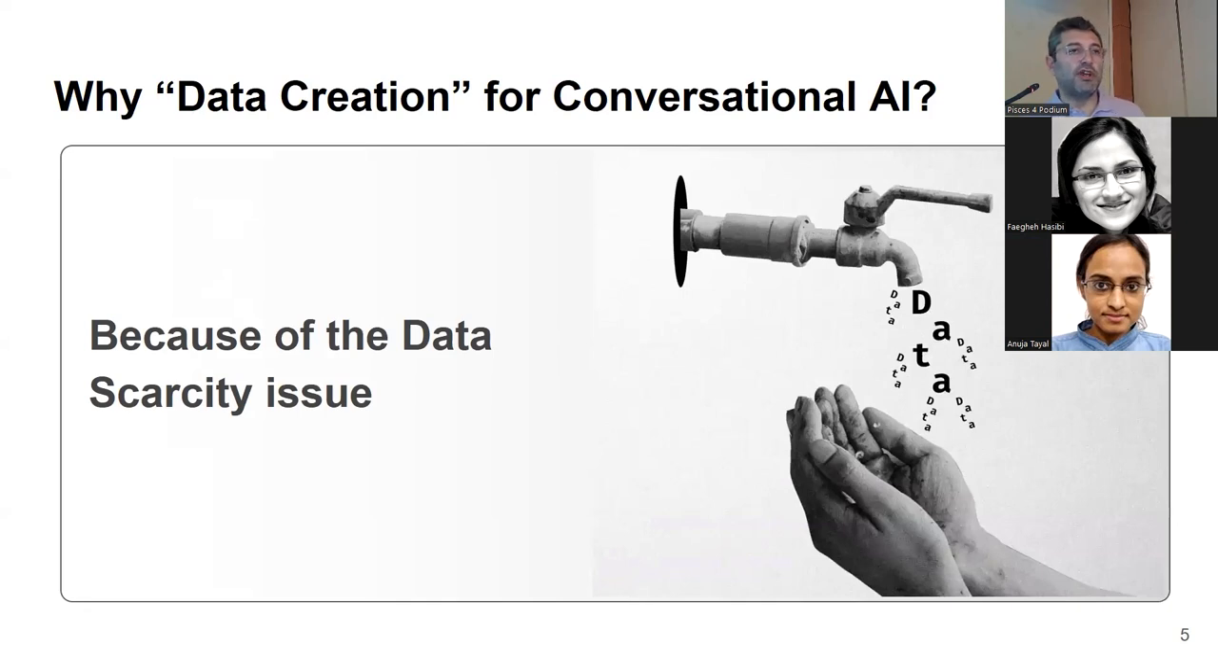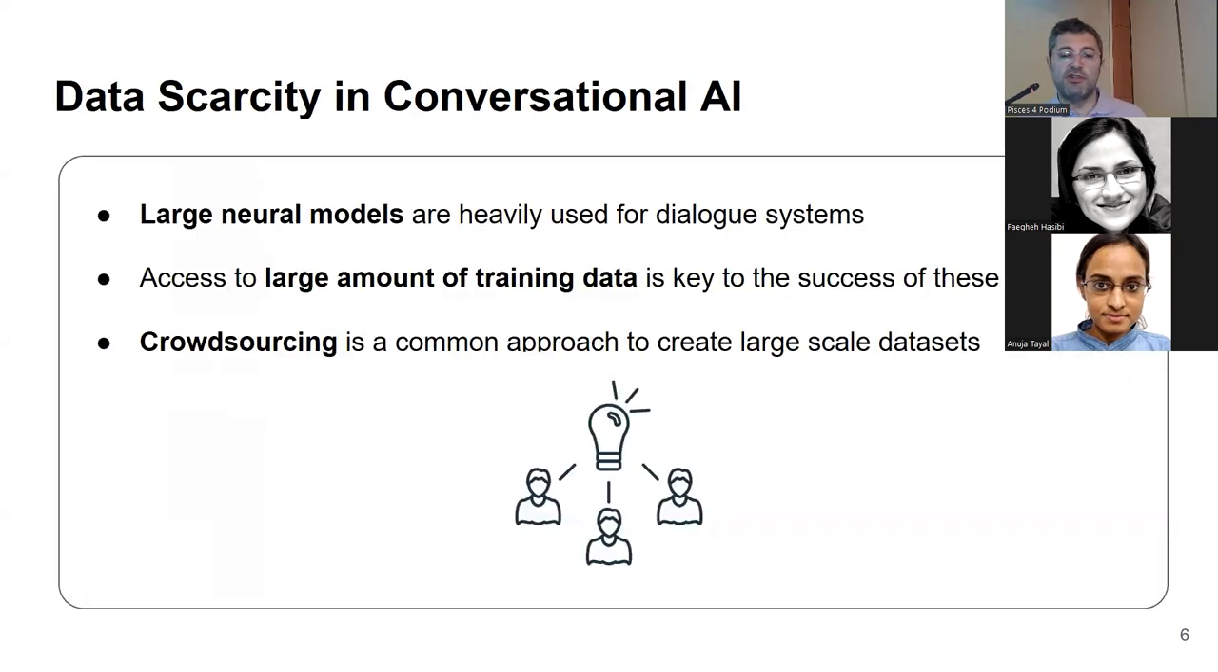So this is going to be the tutorial. Why do we need to create data? The point is the data scarcity that exists nowadays. As I just said, conversational AI systems are typically deep learning systems, large language model systems, that require large amounts of data to be trained. This amount of data is the key to the success of these models. So we do need this data, and so far most people have been using crowdsourcing.